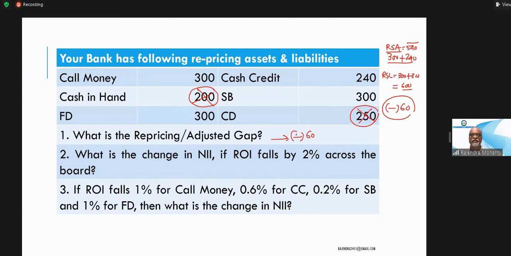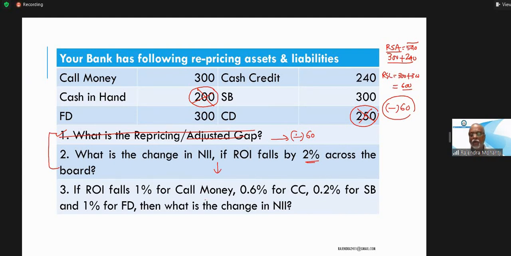First, you have to understand this. If you are not understanding this, then it will be difficult to do the exercise. This first one is compulsory; you have to work it out. Then the next question comes. Two questions will be asked. They will not ask this one. Straight away they will ask what is the change in NII if the rate of interest falls by 2% across the board, meaning everywhere the interest decreases by 2%.